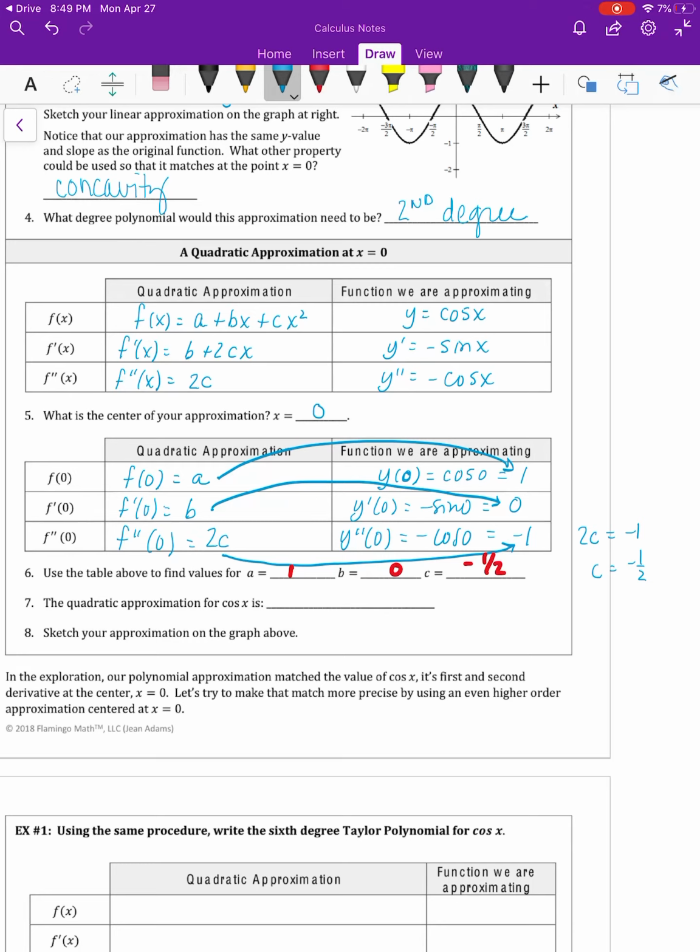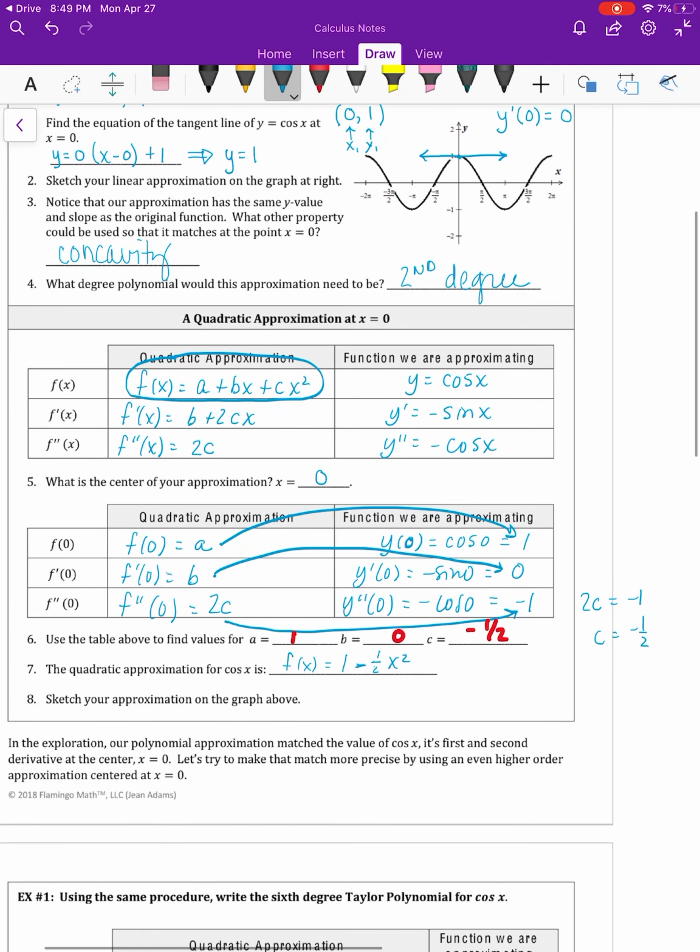The quadratic approximation for cosine x. So if I want to do my quadratic approximation for cosine x, I'm going to basically take this and put in my a, b, and c. So my f of x is equal to, I've got 1 for a, my b is 0, so that whole term cancels out. And since my c is negative 1/2, this is going to be minus 1/2 x squared. So that is my quadratic approximation for the cosine of x.